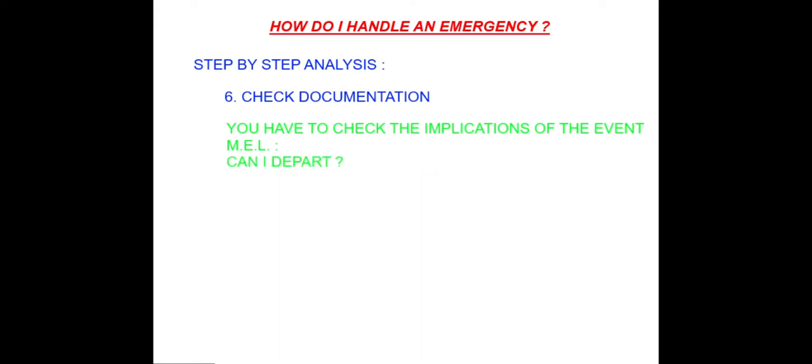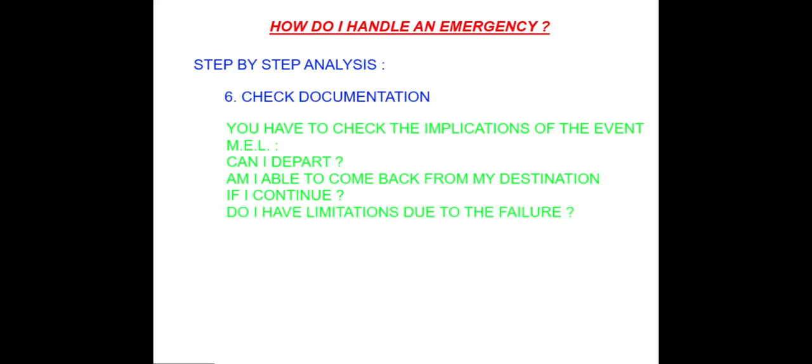Step number 6. Documentation. You have to check the implications of the event. Minimum equipment list. Can I depart? Am I able to come back from my destination if I continue? Do I have limitations due to the failure?